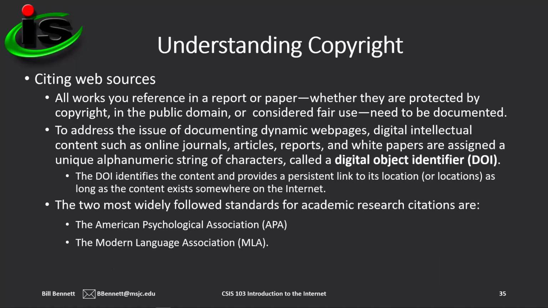Citing web sources. All works you reference in a report or a paper, whether they are protected by copyright, in the public domain, or considered fair use, need to be documented. To address this issue of documenting dynamic web pages, digital intellectual content such as online journals, articles, reports, and white papers are assigned a unique alphanumeric string of characters called a Digital Object Identifier, or DOI. The DOI identifies the content and provides a persistent link to its location or locations as long as the content exists somewhere on the Internet.